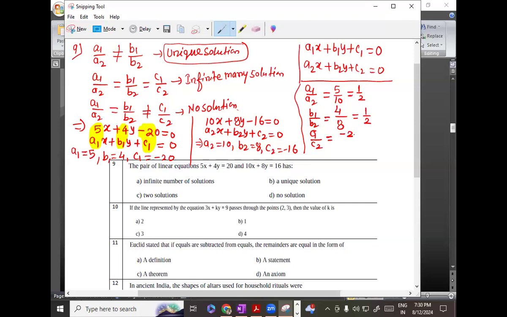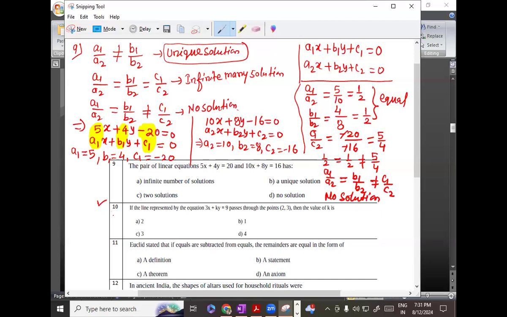C1 by C2? Minus 20 by minus 16. Simplify. Minus 4 by 4 by 5, that is 5 by 4. We observe that the first two ratios are equal, but the third one is not equal. So 1 by 2 equals 1 by 2 but is not equal to 5 by 4. Yes, a1 by a2 equals b1 by b2 but not equal to c1 by c2. It means it has no solution.